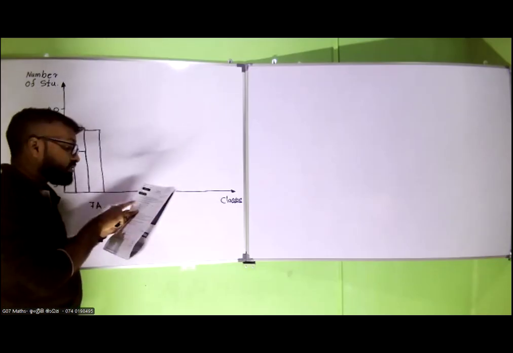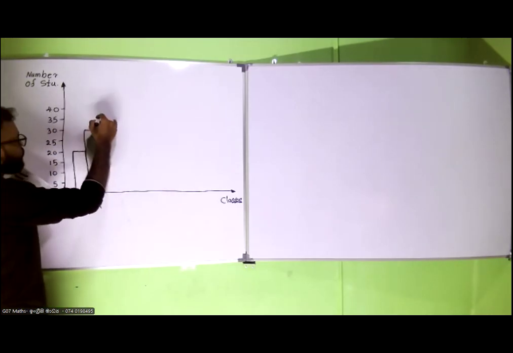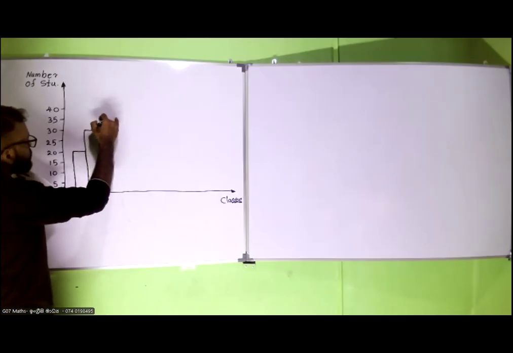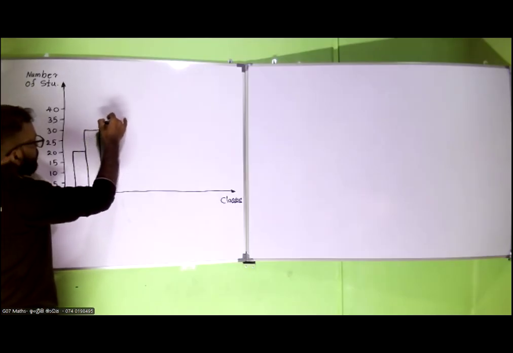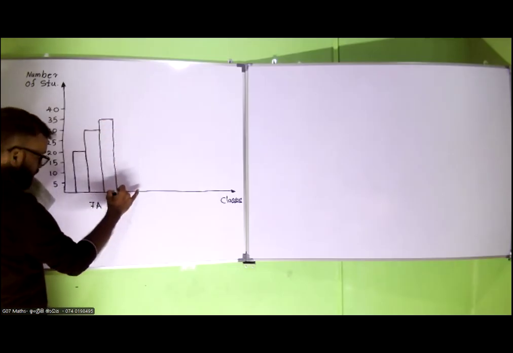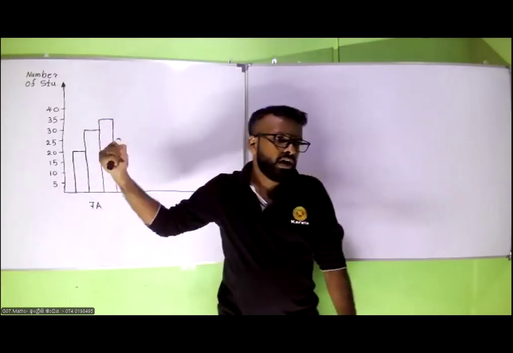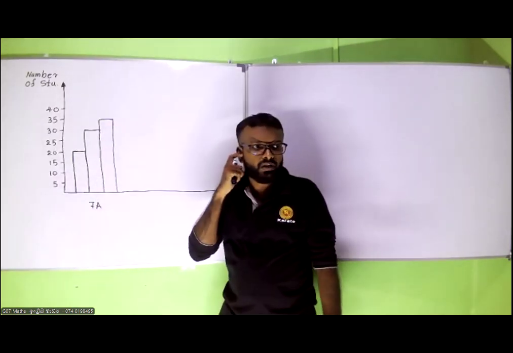And in 7A class, 35 students. Right? Here, 35. Right? Nice. Now, is this correct? Now, is this correct?